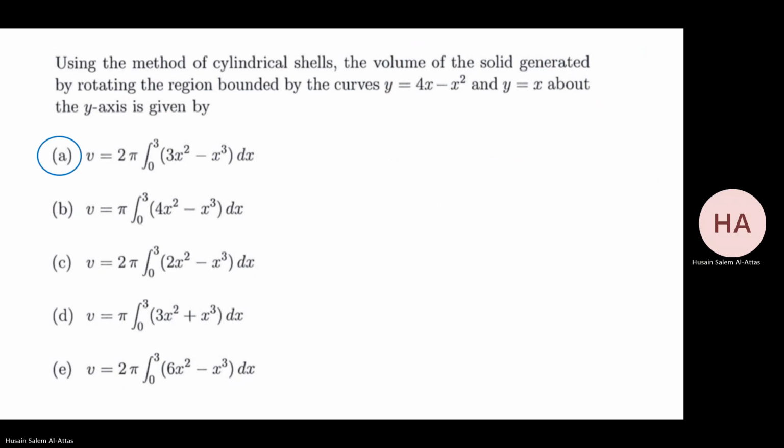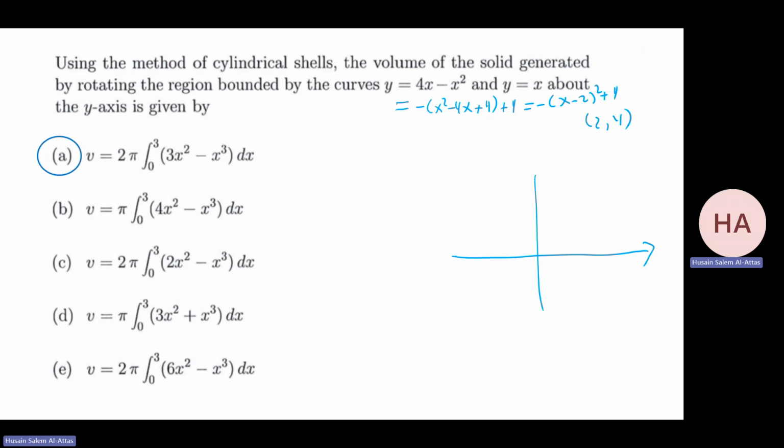Okay. This one, yeah, I need to complete the square. Take minus x squared minus 4x. I add 4, I add minus 4. I add 4, minus x minus 2 squared plus 4. So the vertex is 2 and 4, and it opens downward.